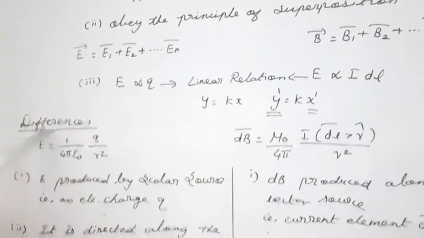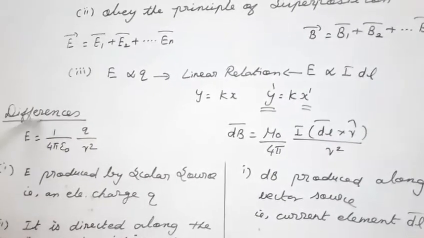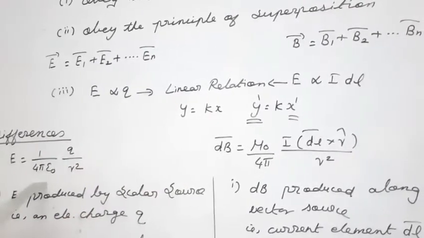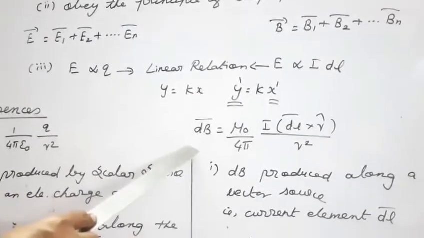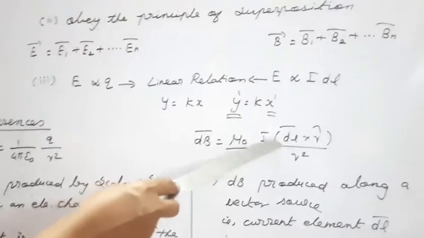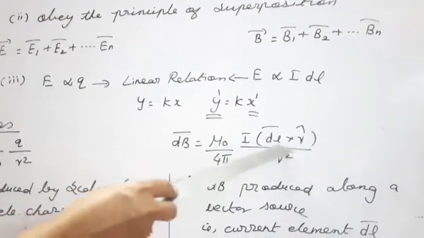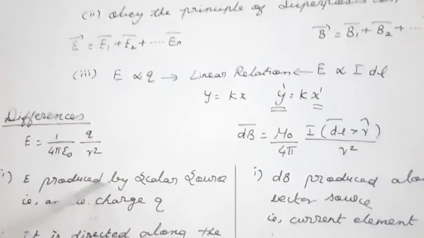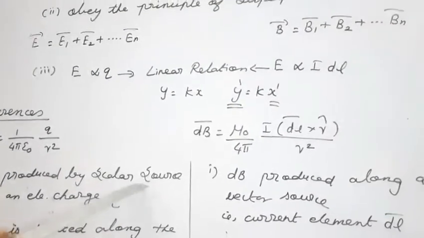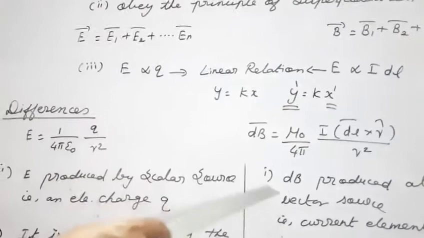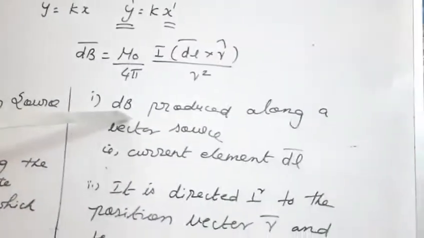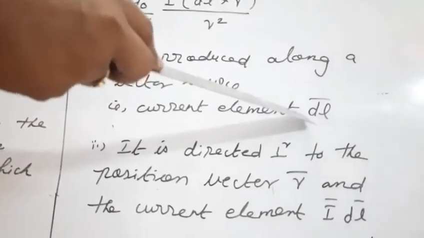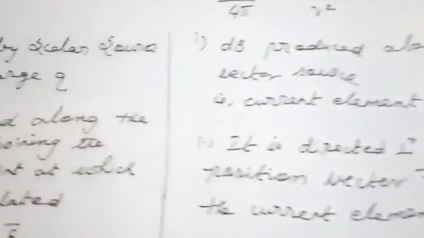The next topic is the difference between Coulomb's law and Biot-Savart law. Here for electric field and magnetic field, the formula is E equals 1 by 4 pi epsilon naught q by r square, and dB vector equals mu naught by 4 pi I dl cross r cap by r square, instead of sin theta, I am writing it this way. The first point: the electric field is produced by a scalar source, that is the electric charge q, while the magnetic field dB is produced by a vector source, the current element I dl, which is in vector form. This is the first difference.